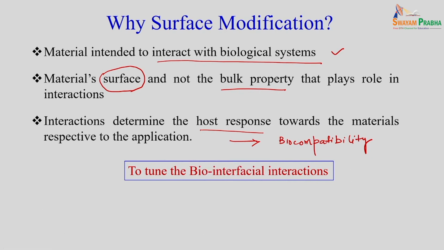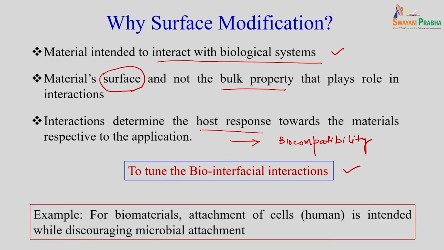So, you can say the overall aim of surface modification is to tune the biointerfacial interactions for an intended application, or to achieve the desired functions. The desired functions will depend on the type of application. For example, if you have an implant biomaterial, the attachment of mammalian cells is intended and desired, but at the same time, bacterial attachment, or the attachment of pathogens, is undesired.